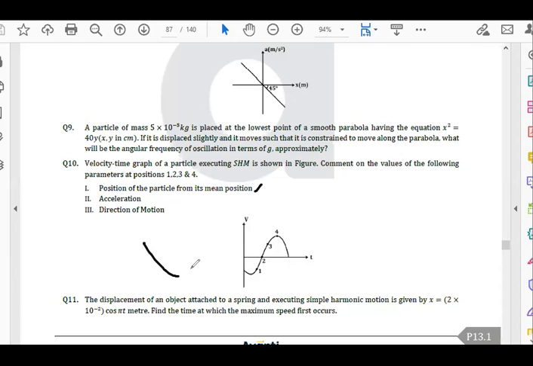Right? If I'm saying that this is a pendulum, so initially it is at this point. Initially it is at which point? This point, right? Yes or no?